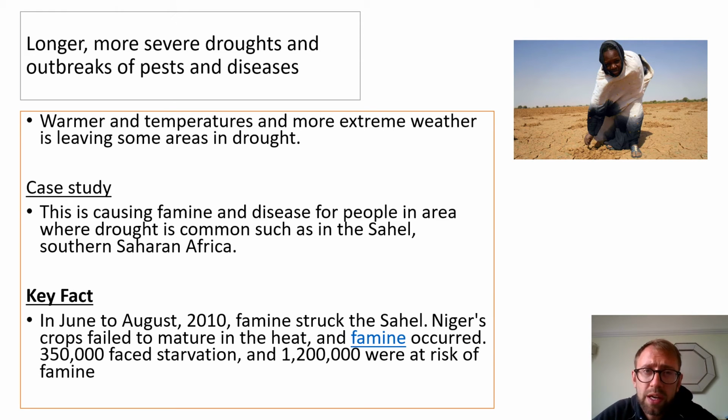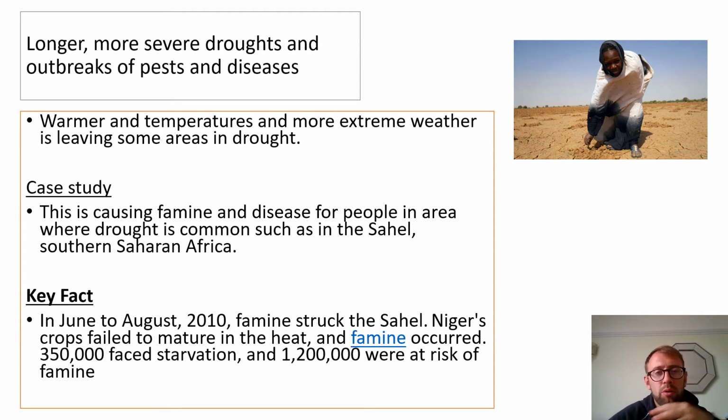Longer and more severe droughts. Again, when we talk about droughts, a lot of the time we associate it with places in Africa. Now, one of the most common areas that we see this then is the place called the Sahel, which is a region just below, like a strip that goes all the way below the Saharan desert. Lots of those places are at real risk. It's where the land is very semi-arid.